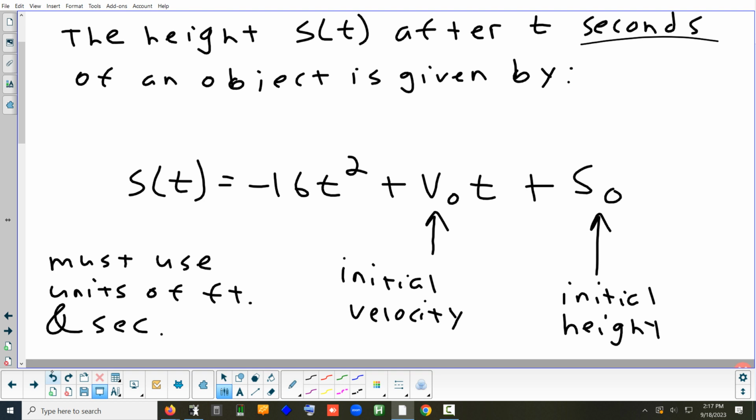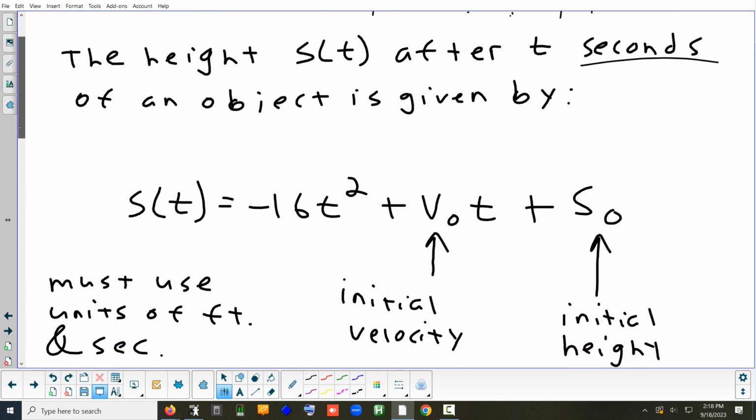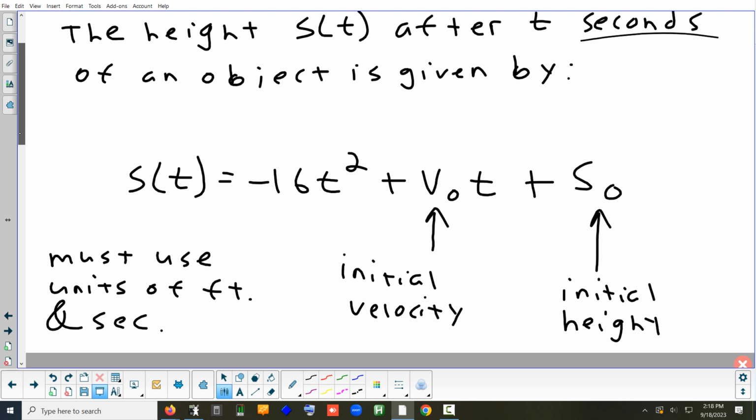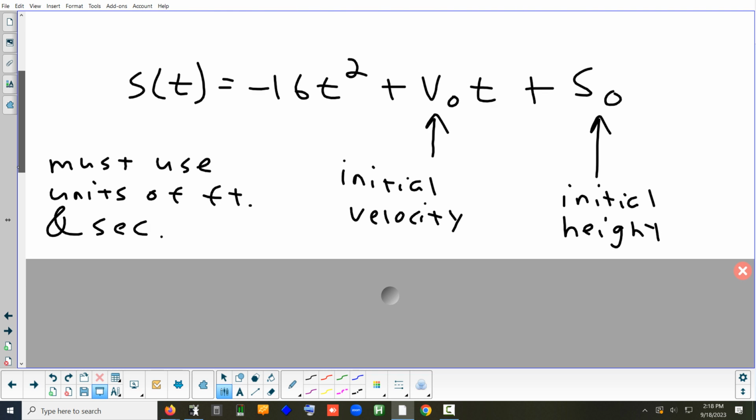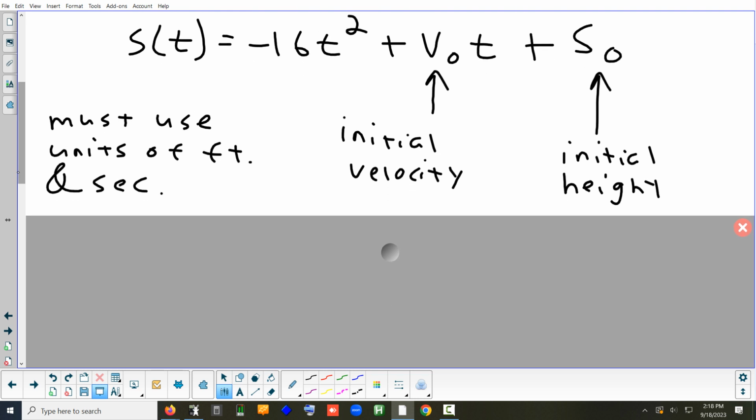And this particular formula will only work if distances are measured in feet and time is in seconds. I'm not going to give you a problem that's not in feet or seconds. But I'm just letting you know. If you want to use like hours, you'd have to change this formula a little bit. Okay, so that's called the projectile motion equation. Any question on the formula before we try some different numbers in?